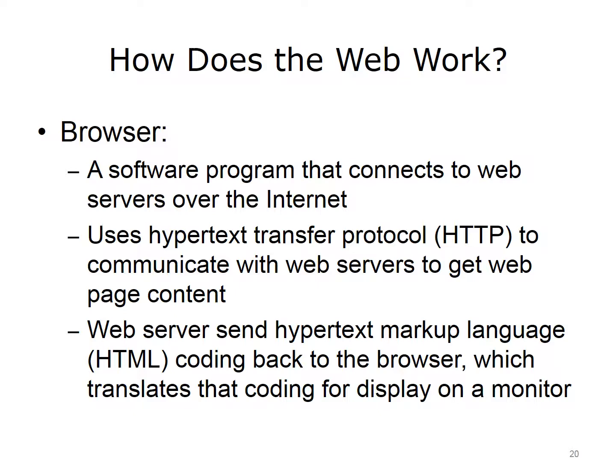Browsers, including Internet Explorer, Google Chrome, and Mozilla Firefox, use Hypertext Transfer Protocol, or HTTP, to communicate with web servers and retrieve web page content. The web server sends hypertext markup language, or HTML, coding back to the browser, which in turn translates the HTML coding for display on a monitor.